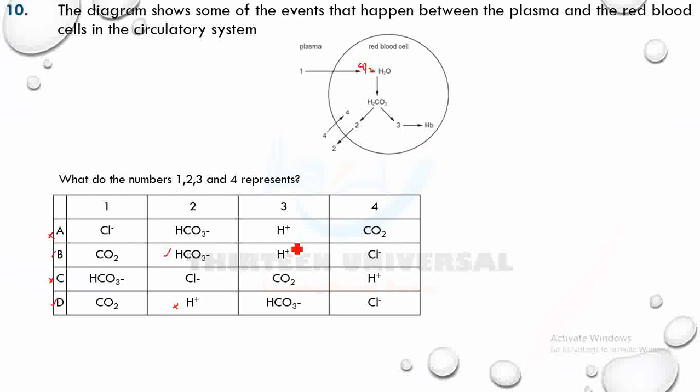Now if you go on, you see that 3 is hydrogen ion that combines with hemoglobin. Yeah, this is correct. 4 is chloride ion. Chloride ion is moving in, right? Because hydrogen carbonate ion is moving out. That's called chloride shift. It's moving in to balance the electron neutrality, or to make sure the amount of negative ions and positive ions here are equal. Is that okay? So our answer is finally, guys, B. So B is our answer.